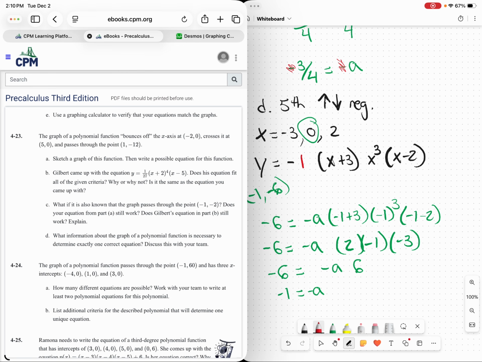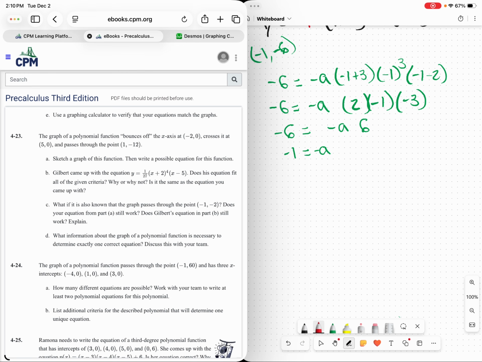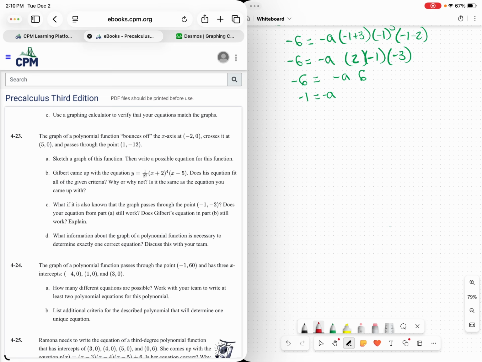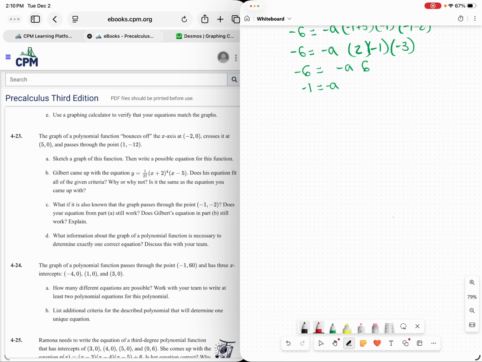on 23, it says graph the following polynomial function based off, it bounces off the x-axis at (-2, 0). So that's a double root, right? So we have a double root. This is 23, right? We have a double root at negative 2. Okay, it crosses at 5, so we have another root at 5, and we have a point that it passes through. So we have a cubic function, right? So we have y equals a(x plus 2) squared, double root, and (x minus 5).